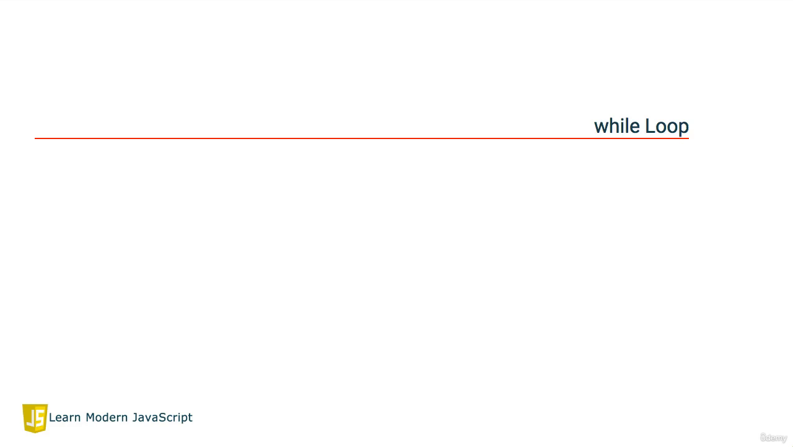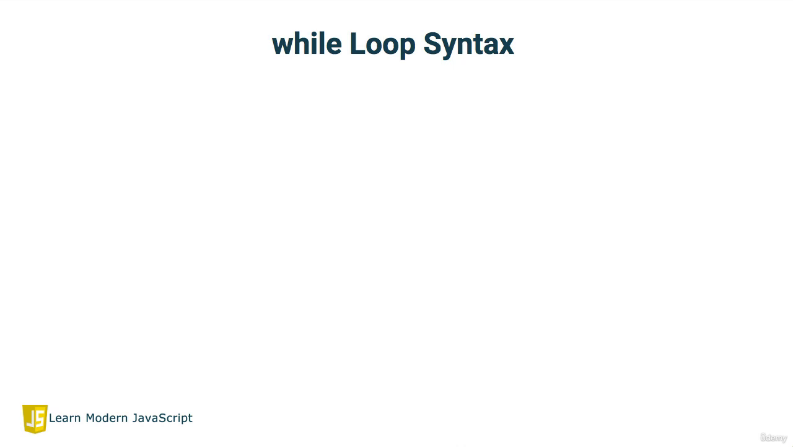Let's take a look at loops. Now remember, the purpose of a loop is to cycle through JavaScript statements until a certain condition is met. The first type of loop that we will look at is the while loop. Let's take a look at the syntax for the while loop.